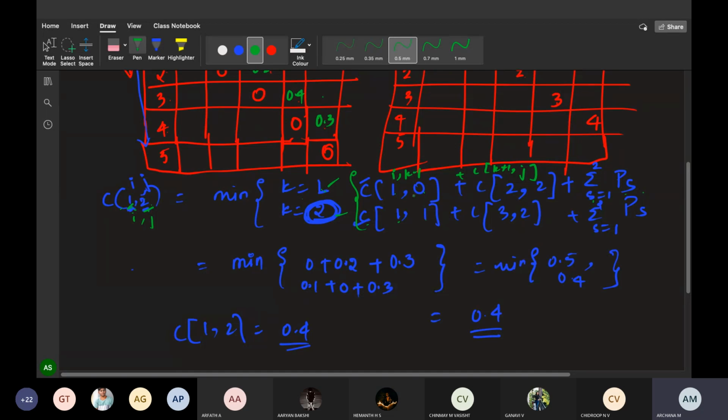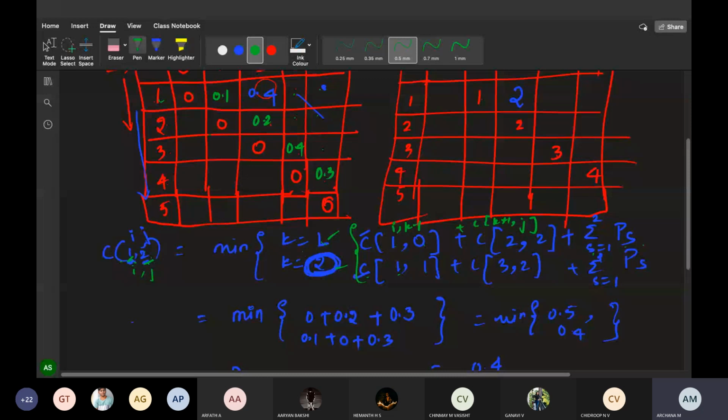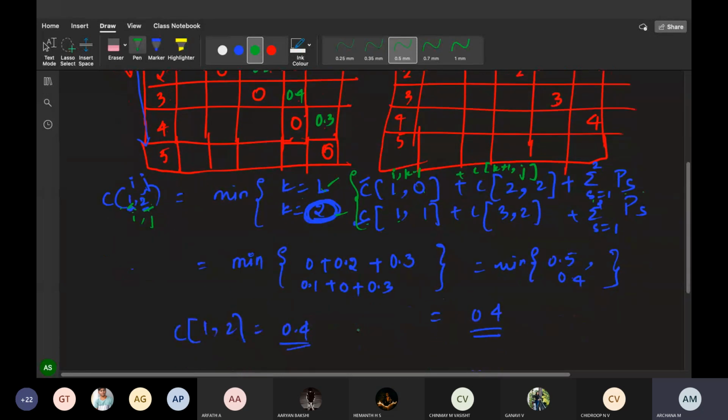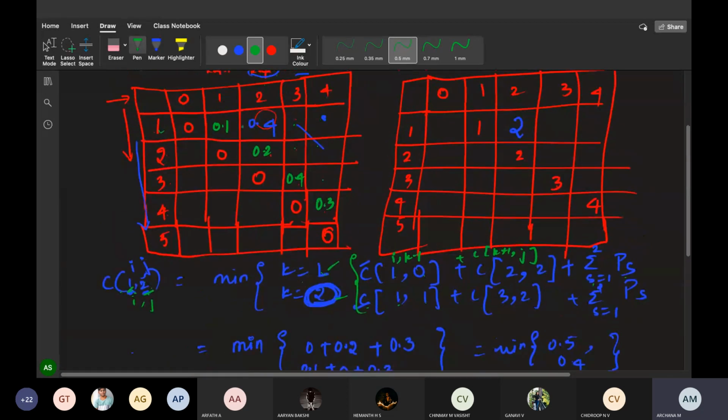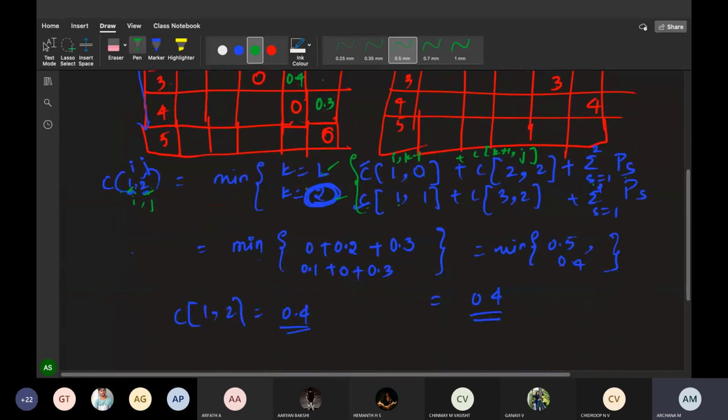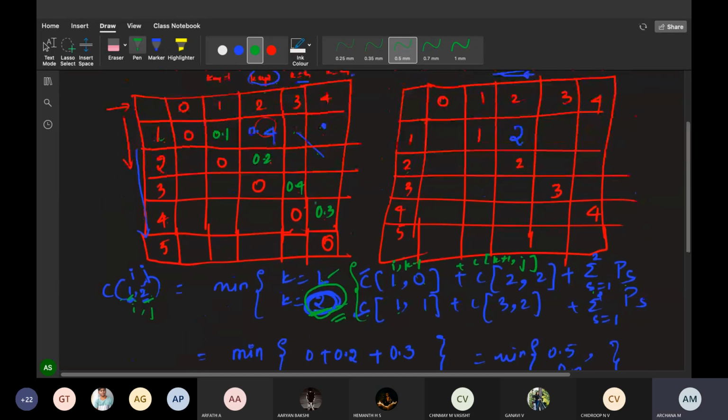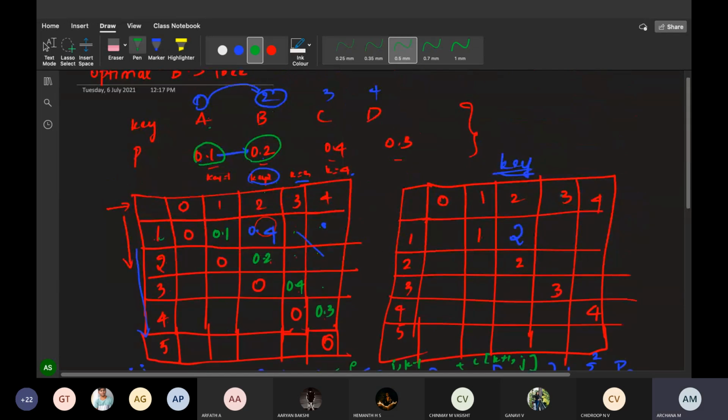And now you have to find out the values. What is C of 1 comma 0? From this matrix, write down the values and find out which one is minimum among them. Once you get the minimum value, fill that value over here, 0.4, and find out from which k value you got it. This 0.4 is got from k2, this one. So this k value you have to fill here, in this box. Understood? Yes, ma'am.